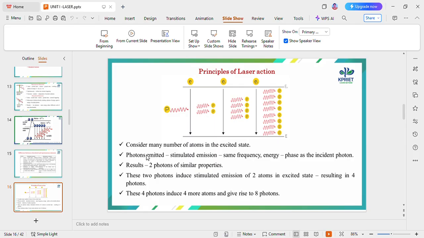Now we will see the principle of laser action. Consider a large number of atoms in the excited state. The photons emitted by the stimulated emission process have the same frequency, energy and phase as the incident photon. So it results in two photons of similar properties. These two photons induce stimulated emission of two atoms in the excited state, resulting in 4 photons. Again, these 4 photons induce 4 more atoms and give rise to 8 photons. Due to the stimulated emission process, the atoms in the excited state come to the ground state, and again the photons are multiplied by several processes. This is the principle of laser action, and it leads to an intense laser beam.